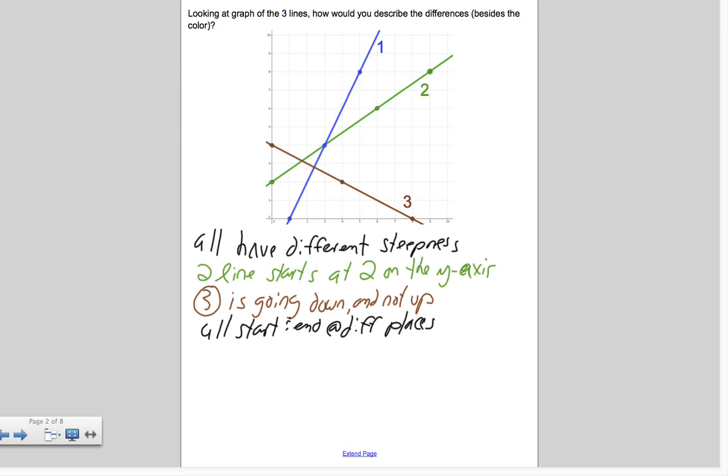Different colors, that's obvious. But it says not to say that. Besides the color. I said not to say it. Oh, you said Jenny, Leanne?